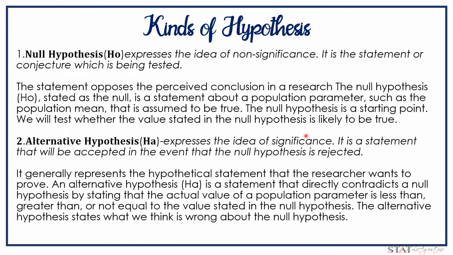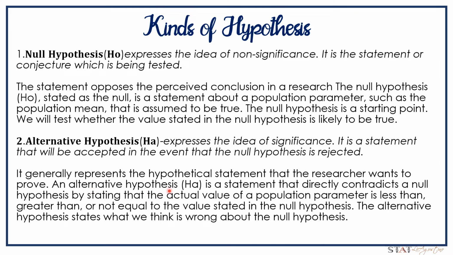The alternative hypothesis, which is usually denoted by HA or H1, expresses the idea of significance. It is a statement that will be accepted in the event that the null hypothesis is rejected. If your null hypothesis is rejected, then you should accept this alternative hypothesis. It generally represents the hypothetical statements that the researcher wants to prove.